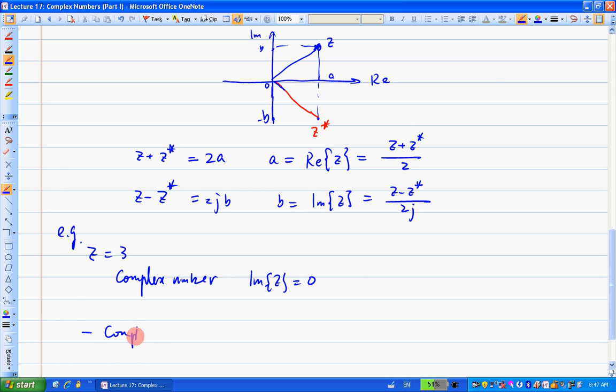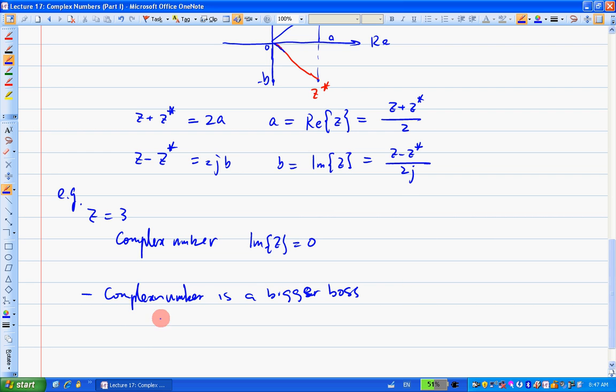So the complex number is kind of a bigger box. You should remember that. It turns into a real number when the imaginary part equals 0.